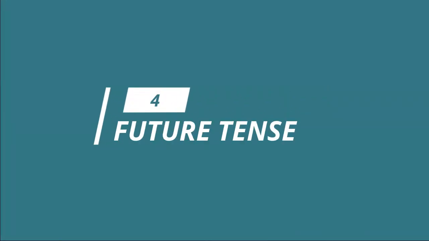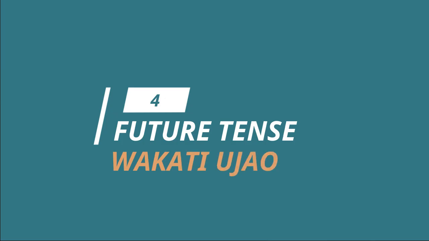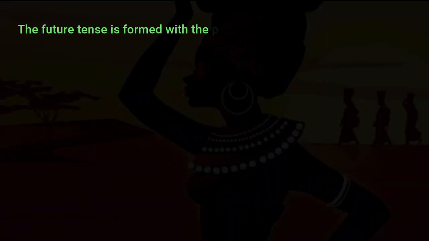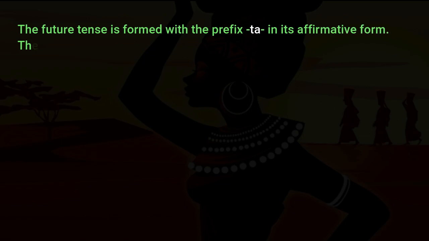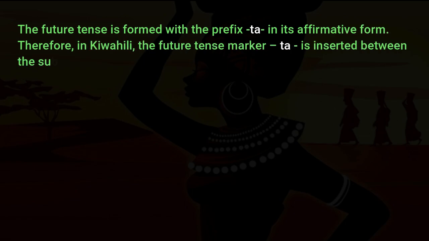Future tense, wakati ujao. The future tense is formed with the prefix ta in its affirmative form. Therefore, in Kiswahili, the future tense marker ta is inserted between the subject prefix and the verb stem.